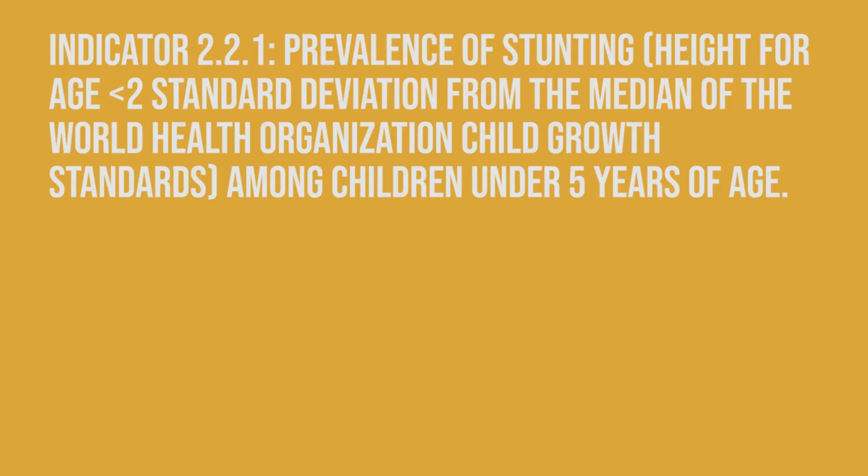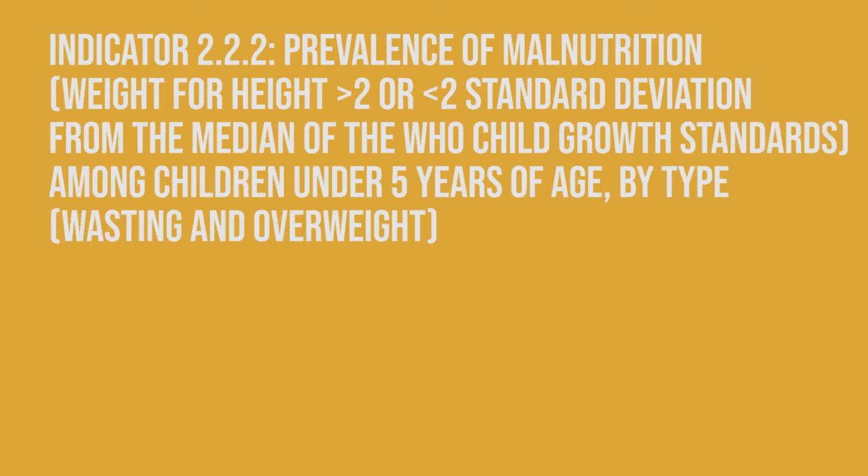Within Target 2.2 are 3 indicators. Indicator 2.2.1 measures the prevalence of stunting, which is height for age less than minus 2 standard deviations from the median of the World Health Organization's child growth standards among children under 5 years of age. Indicator 2.2.2 measures the prevalence of malnutrition, which is weight for height either greater than positive 2 or less than minus 2 standard deviations from the median of the WHO child growth standards among children under 5 years of age, by type for wasting and overweight.